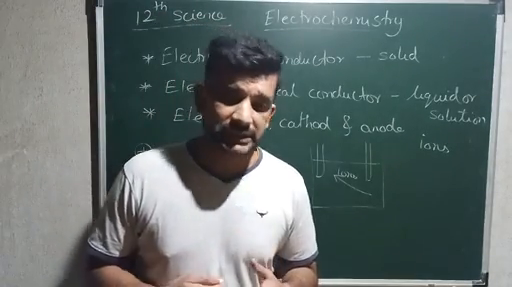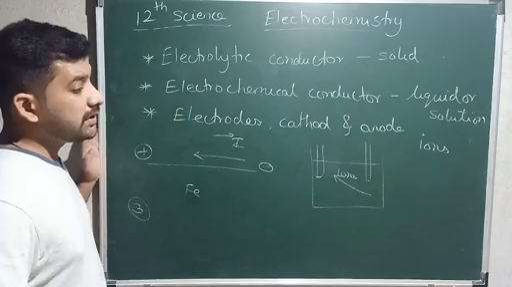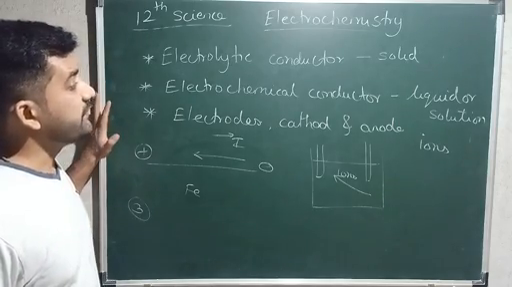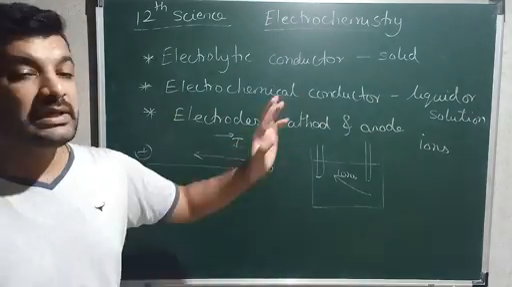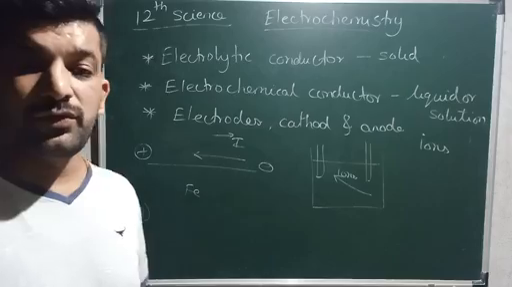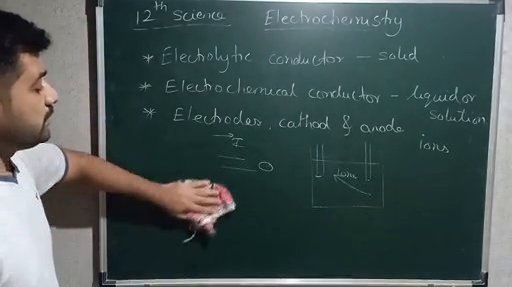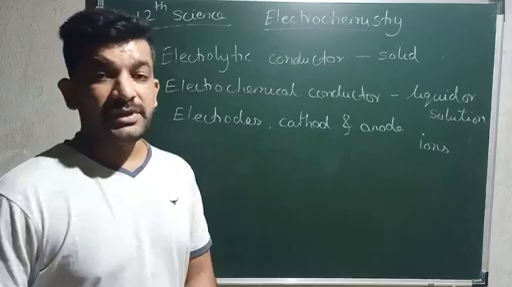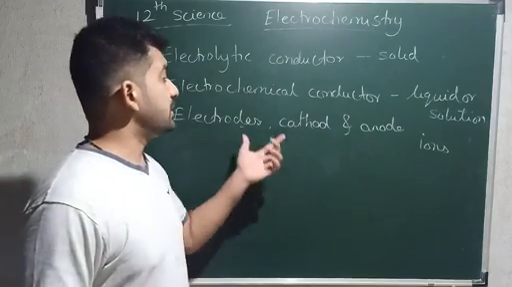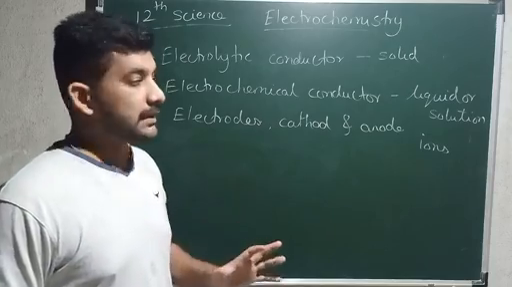It is a negligible change. So in this way, first we have learned what the difference is between electrolytic conductor and electrochemical conductor. These are the 4 points of differentiation between these two conductors. Okay. Now in this chapter we are going to study only electrochemical conductors and not electrolytic conductors.